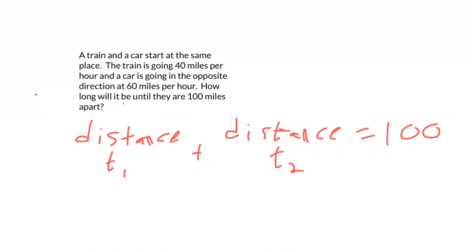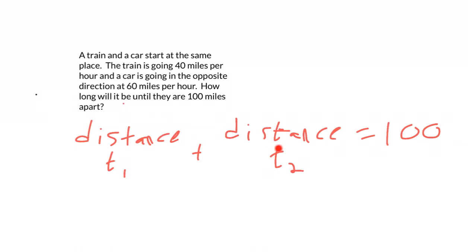So, if we take the distance that train 1 has traveled, and add it to the distance that train 2 has traveled, we need to find out when they're 100 miles apart. We get to add them because they're going in opposite directions. So if he goes 40 and he goes 50, they're 90 apart right now. If he goes 20 miles total and he goes 70 miles total, they're still 90 miles apart.